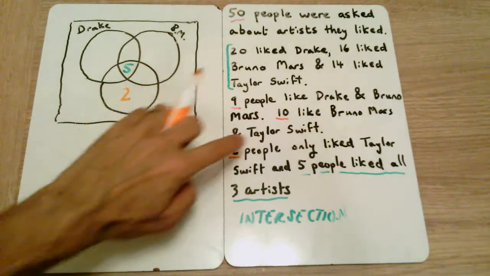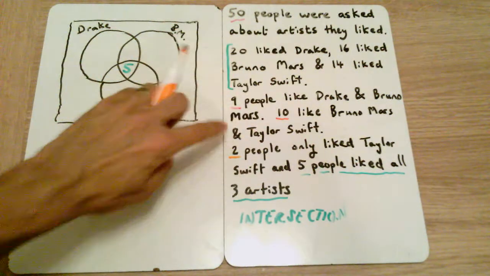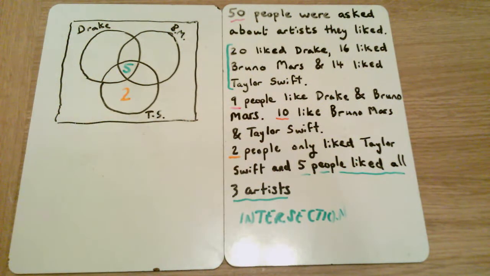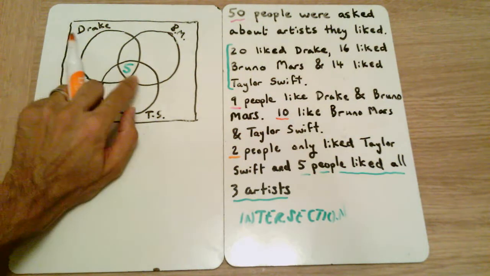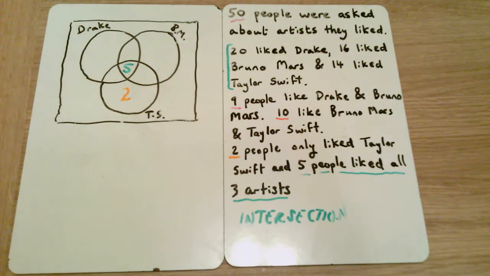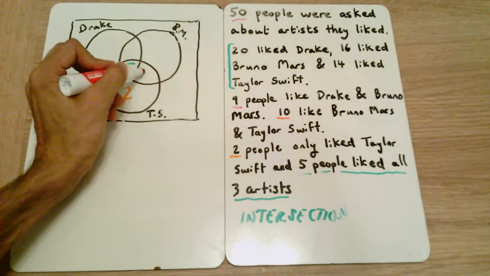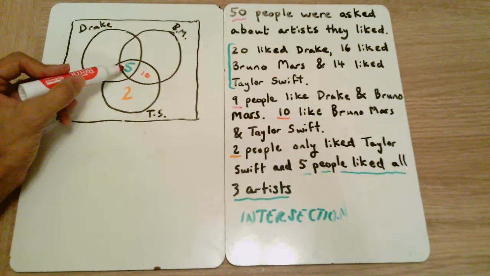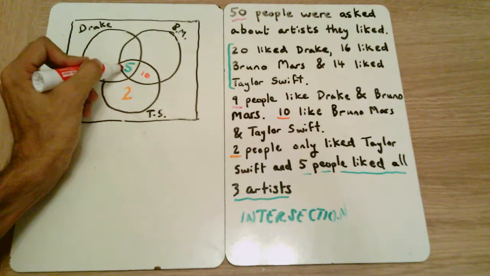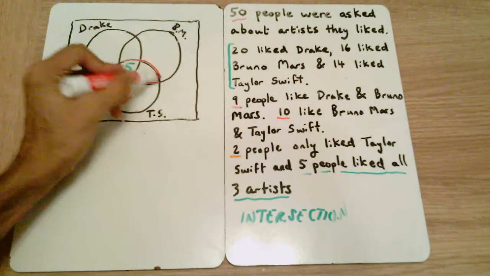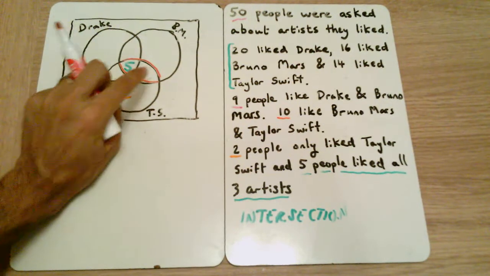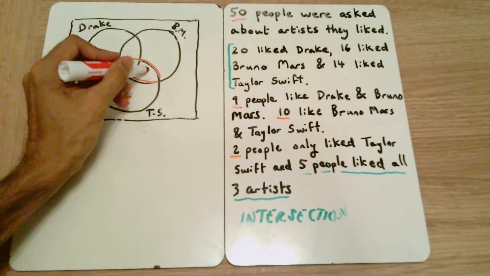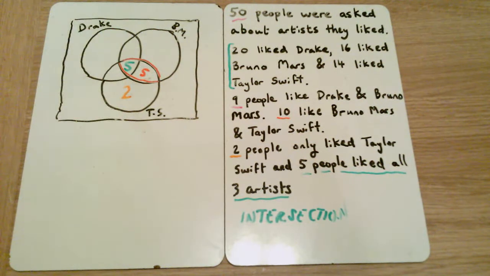Now, as we go up, it says 10 liked Bruno Mars and Taylor Swift. So if we look at the circle of Bruno Mars and Taylor Swift, again, a very common mistake would be to write down the 10 over here. But that's not the case because these people also like all 3. So all of this over here needs to equal 10, which means that if this is 5, this must also be 5, making our 10 over there.